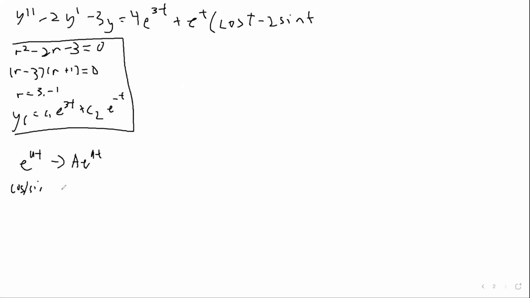Cosine or sine gives you a cosine t plus b sine t. And I'll give you a pattern for t cubed that'll allow you to do any polynomial. A t cubed plus b t squared plus ct. If you have either cosine or sine, then they both go to a cosine t plus b sine t.